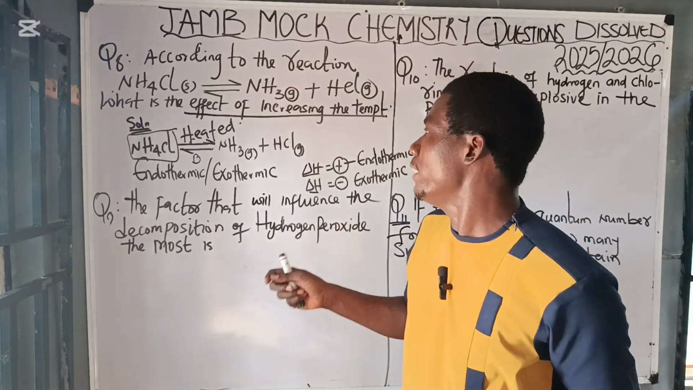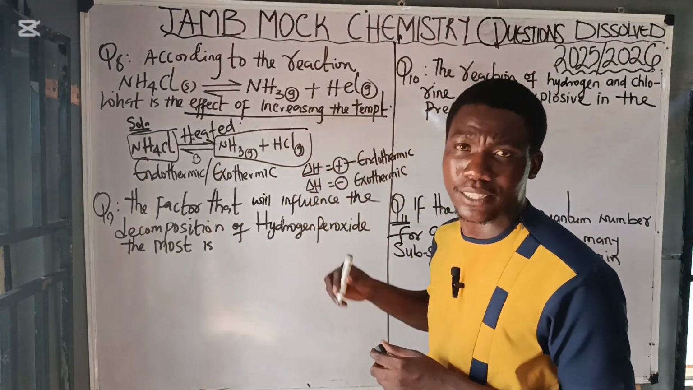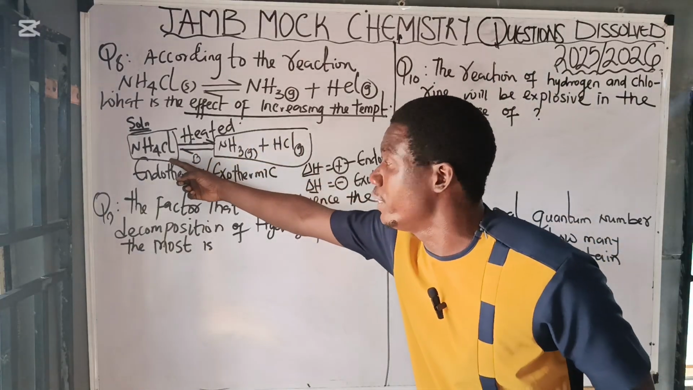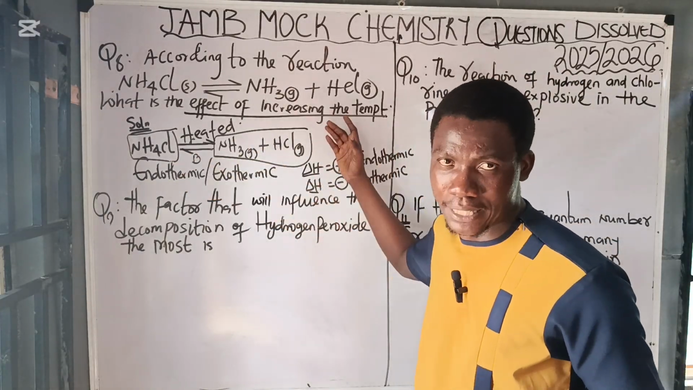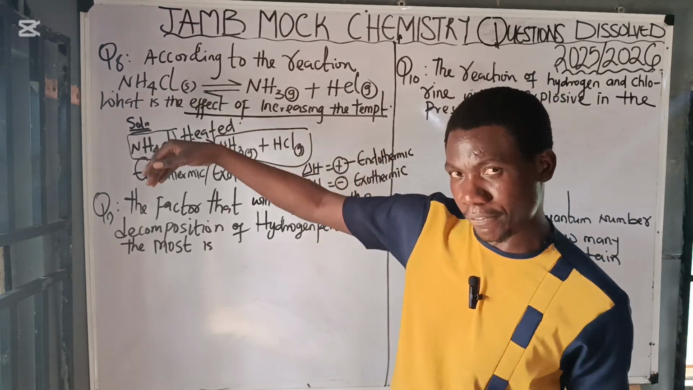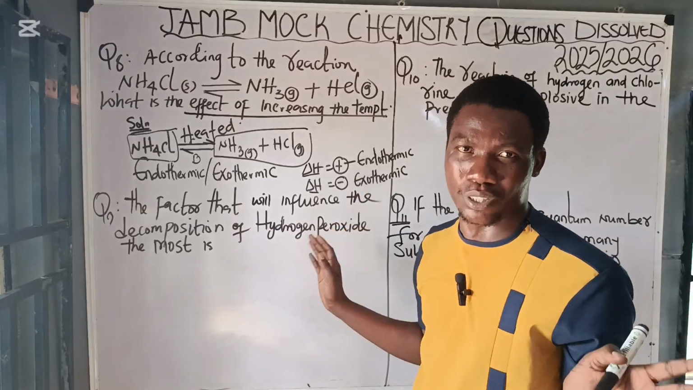The effect is that it will lead to the formation of the products. Yes, for endothermic, if you increase temperature, it will shift the equilibrium position to the right, but a decrease in temperature will shift the equilibrium position to the left. And that's the direct opposite for an exothermic reaction. Do you understand?